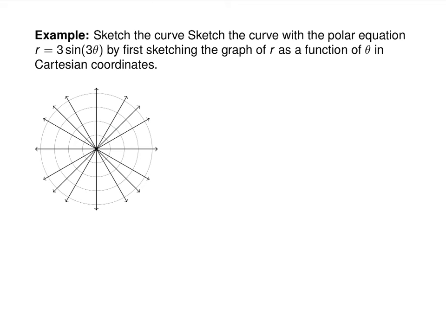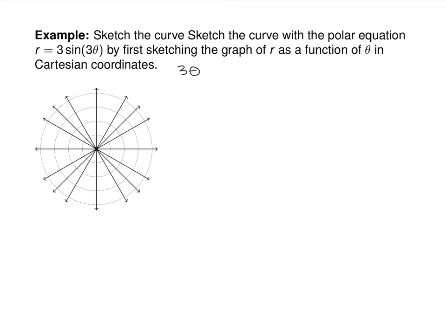So first, let's sketch the graph of the polar equation r is 3 sine of 3 theta. This will produce a rose-shaped curve with some little petals. The first thing we have to do is graph r as a function of theta in Cartesian coordinates. And to do that, we need to find the period of this sine function.